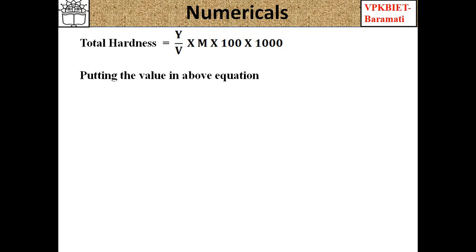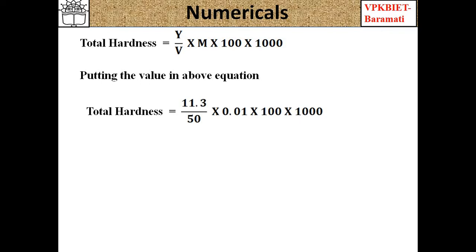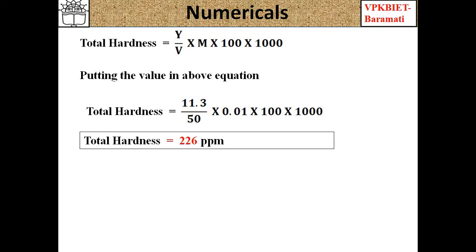Putting the values in the above equation, we get total hardness is equal to 11.3 upon 50 into 0.01 into 100 into 1000. If we solve this equation, we get the answer: the total hardness is equal to 226 ppm CaCO3 equivalent. So this is the total hardness. Now we have to calculate the second part.